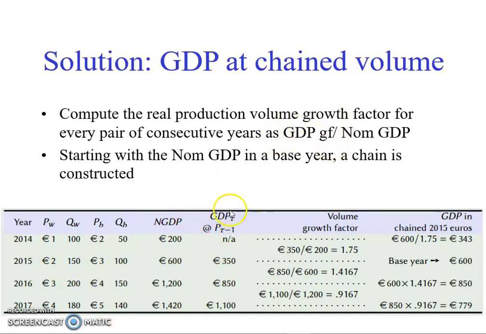So once we have this part, which is the GDP using the prices of the previous year, we have the real GDP in volume. We calculate the growth factor for every pair of consecutive years. That's why it makes sense that we put it in between these 2 years. So we have 350 divided by 200. For these 2 years it is 850 divided by 600, etc. We calculate the growth factor. Once we have this, we calculate the real GDP. We multiply the real GDP times this growth factor.